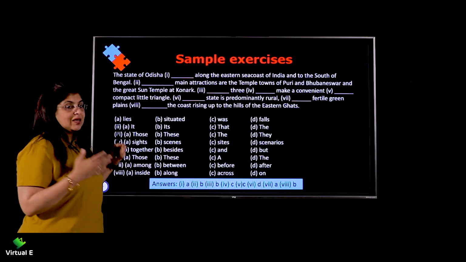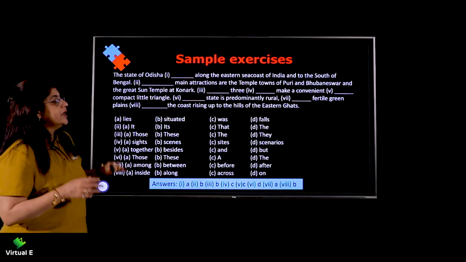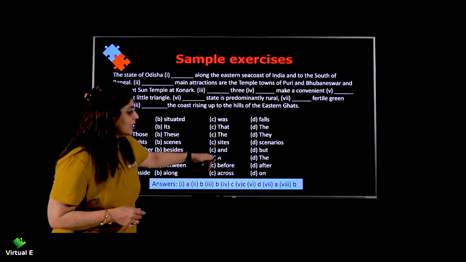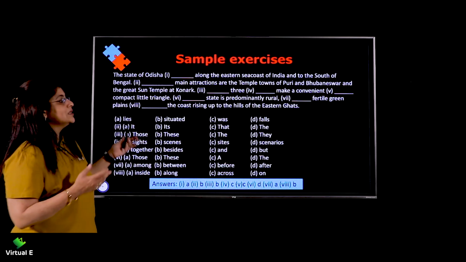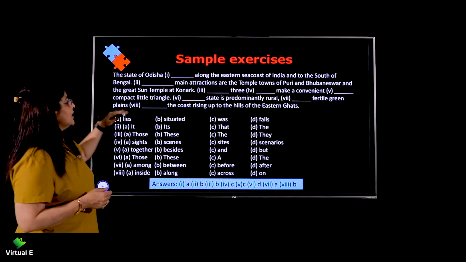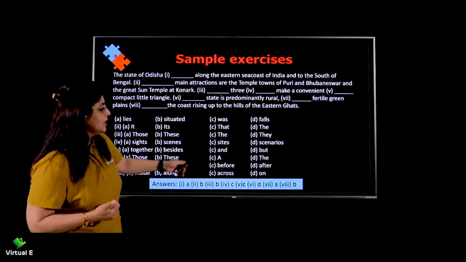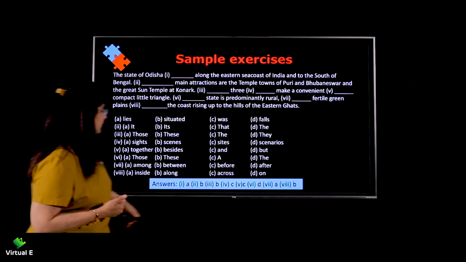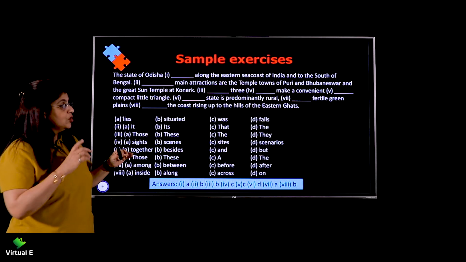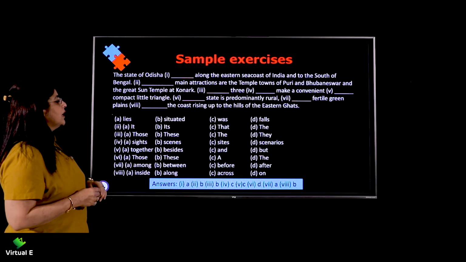Now here we have a conjunction. And compact little triangle. Dash state is predominantly rural. Those, these, a or the. So yes, it is the state. The state is predominantly rural. Dash fertile green plains. Now what are the options? Among, between, before, after. So yes, among fertile green plains. Okay, so you got this? The state is predominantly rural among fertile green plains.